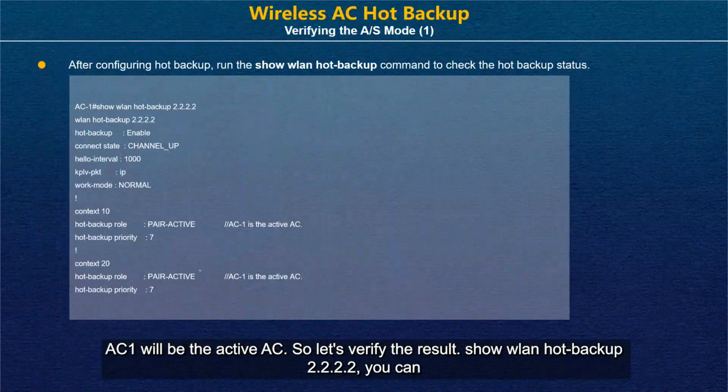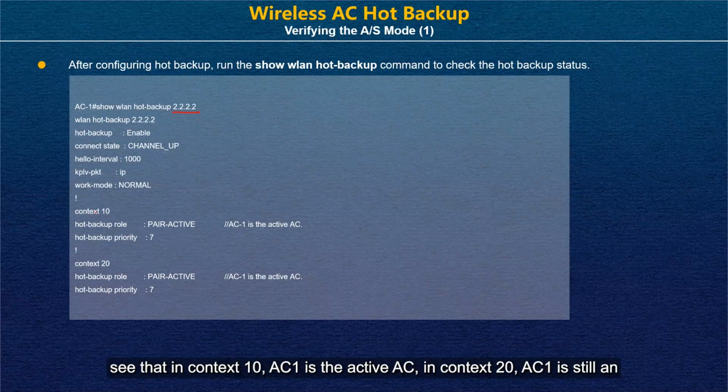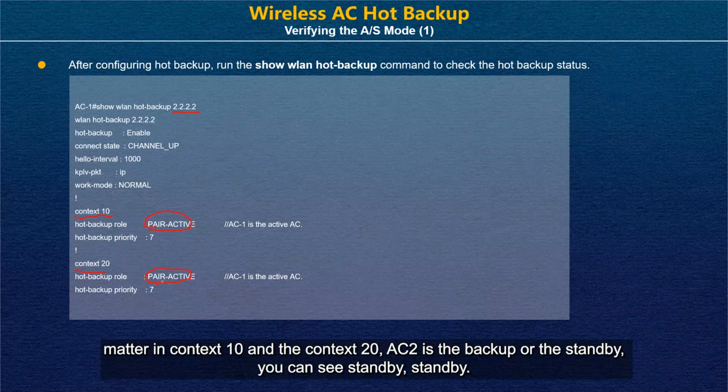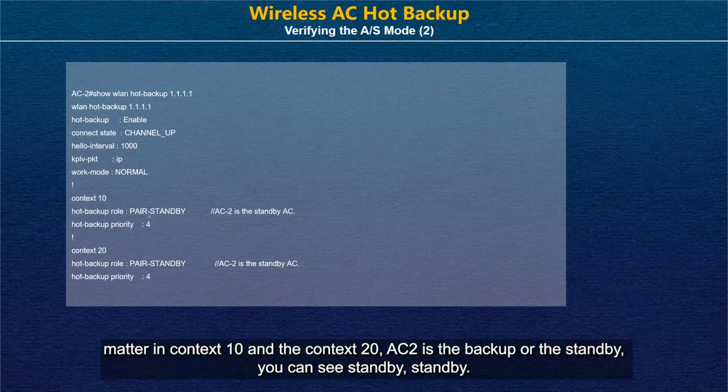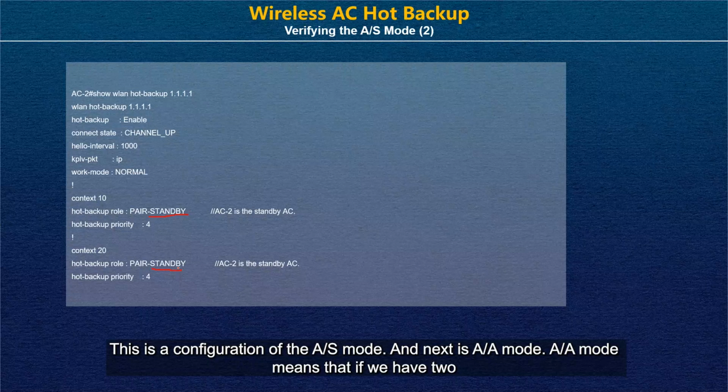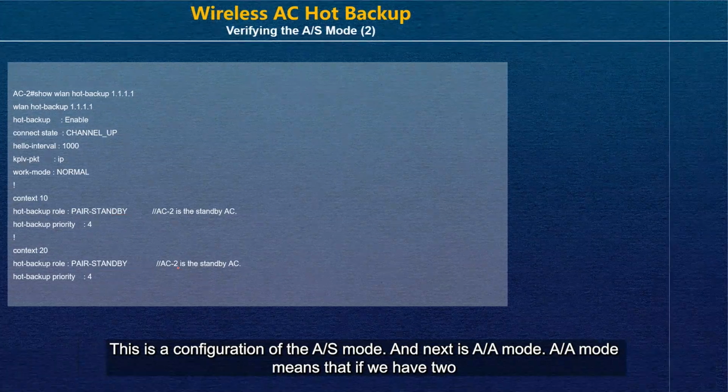So let's verify the results. Show WLAN hot backup 2.2.2.2. You can see that in context 10, AC1 is the active AC. In context 20, AC1 is still the active AC, right? And of course, you can verify on AC2, and you will find that no matter in context 10 and context 20, AC2 is the backup or the standby. You can see standby. Okay, this is the configuration of the AS mode. And next is the AA mode.